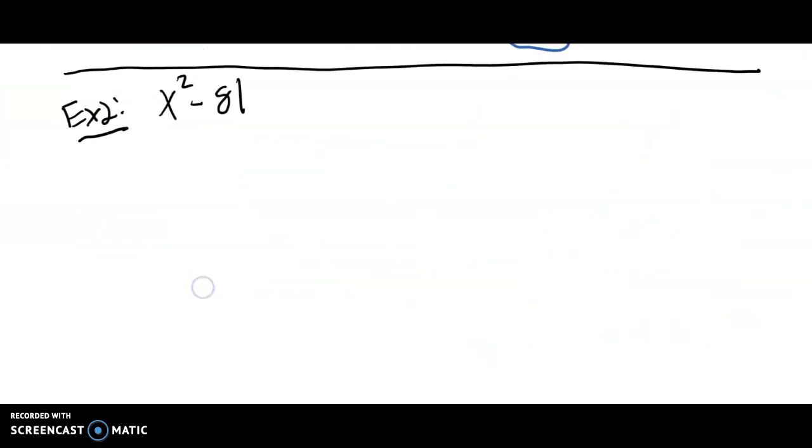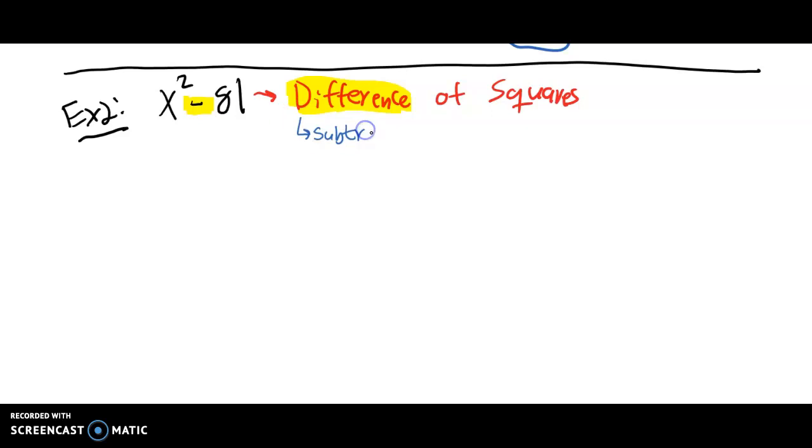Example 2. This is an example of our new topic. This factoring strategy is called difference of squares. Let's think about where this term comes from. Difference is a synonym for subtraction. So there always needs to be a minus sign. This never works if you're adding.